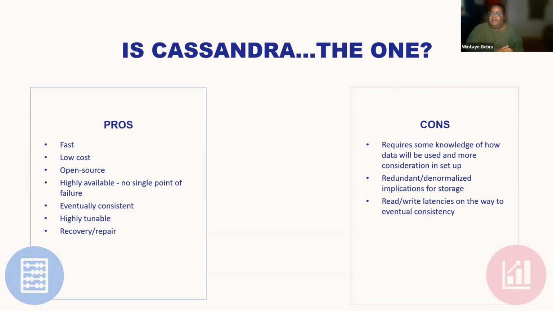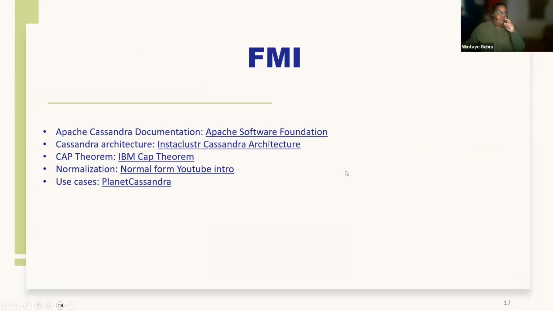So that is it. I did include more information. There's the Apache Cassandra documentation. There's a really good article about Cassandra architecture. There's more information about the CAP theorem and normalization. There is a really good intro YouTube video. I think it's 30 minutes to an hour, maybe a little less than that. But it explains the different normal forms all the way, I think up to 5, which nobody ever uses. And then there are a bunch of use cases in Planet Cassandra.